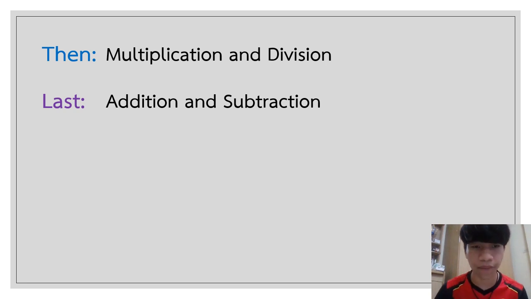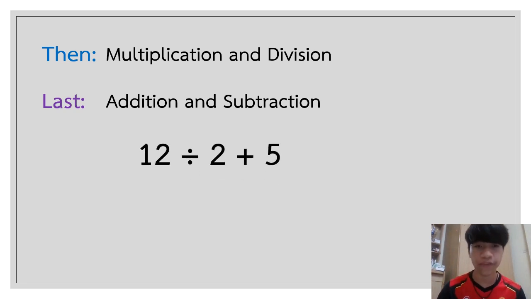The next problem, 12 divided by 2 plus 5. Do you see? The division is before the addition. First thing you need to do is 12 divided by 2, which is equal to 6. And 6 plus 5 is equal to 11.